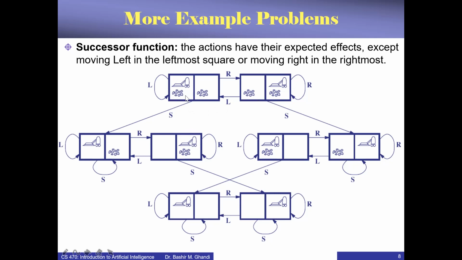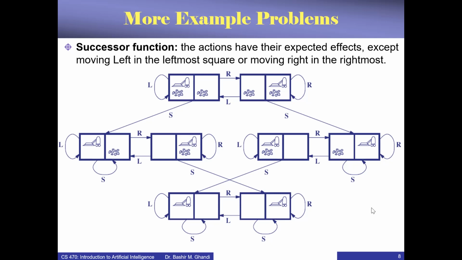Okay, but if while in square A, the agent applies the action suck, then it will suck the dirt, so that square will remain clean. But the agent will remain where it is because he only applied suck while he's in A, so he is still in A. Of course, he can now apply right to go to the B square and so on. So this is what we mean by transition model. It should be clear from any state which other state the agent will reach after applying any of the possible actions. So this is part of formulating the problem.